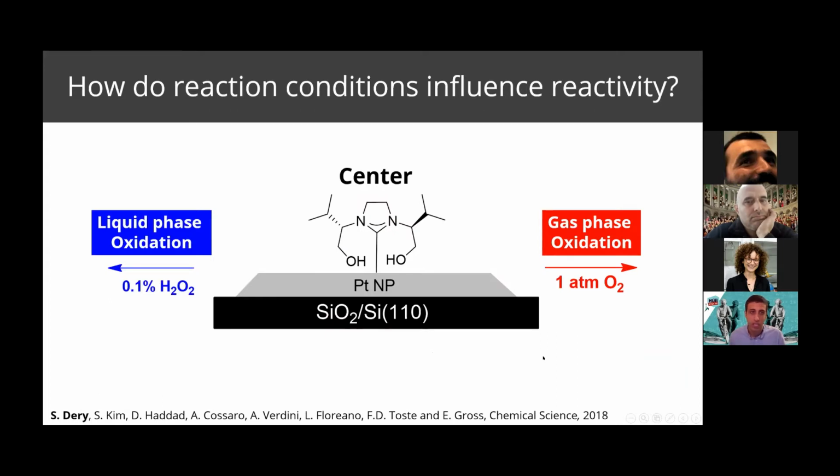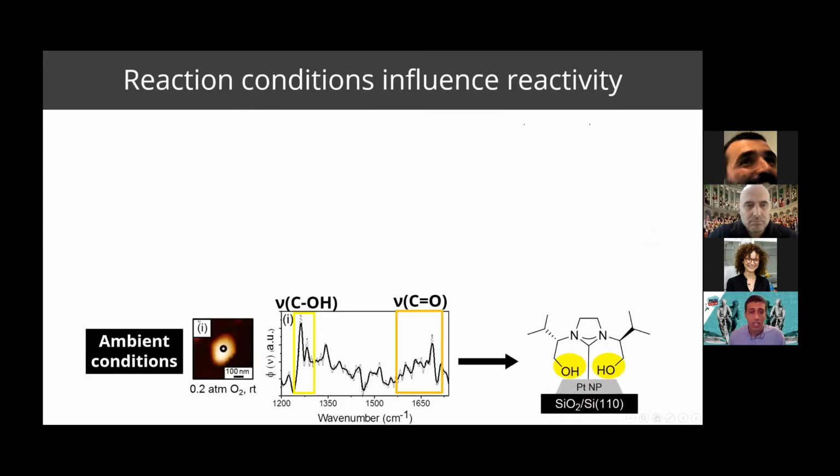Now that we understand it, the question that we wanted to address first is how reaction conditions influence reactivity. That means just taking our sample and exposing it to 1 atmosphere of oxygen or to 0.1% hydrogen peroxide. And these are typical results.